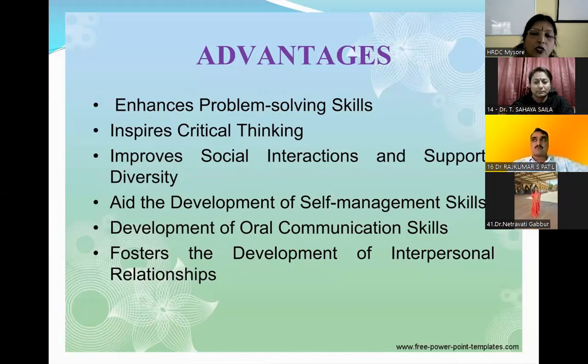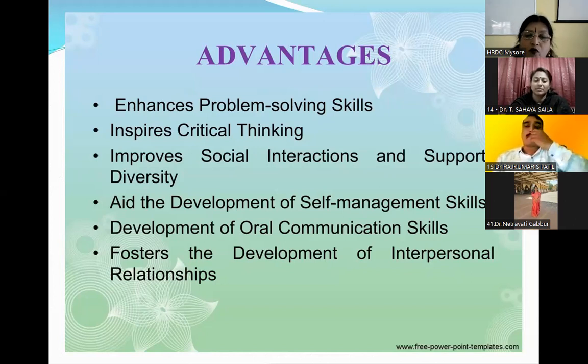Development of oral communication skills. A student who won't open up in your class will share, discuss, and interact when put in smaller groups. So it is your duty to foster this and help the students to develop communication skills.